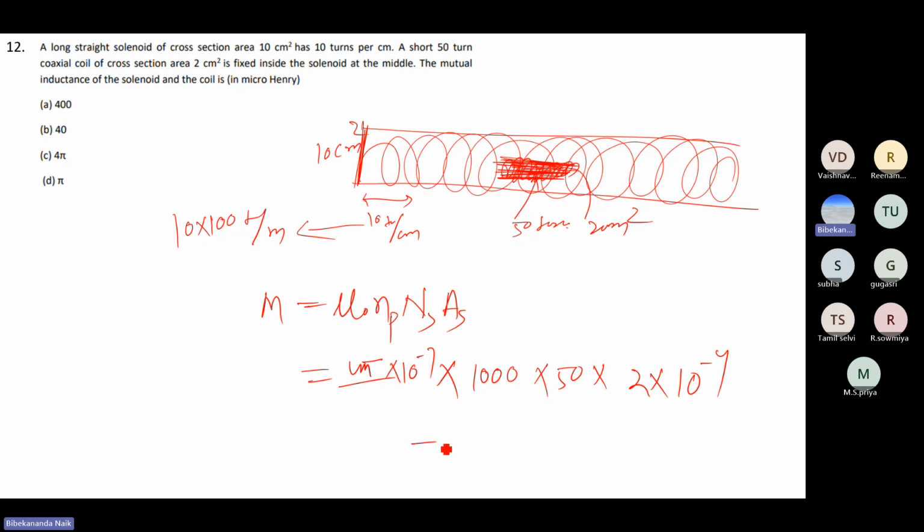So if you calculate, the options are given in microhenry. So if you calculate, it is 10 to the power minus 7, 10 to the power minus 4, and 10 to the power 3. So minus 7 minus 4 is minus 11, plus 3 is minus 8. So 1 is here. So it will be 4 pi into 10 to the power minus 6 Henry. So 50 into 1000 into 2 is 10 to the power 5, and minus 7 minus 4 is minus 11, minus 11 plus 5 is minus 6. So 4 pi into 10 to the power minus 6 Henry, or 4 pi microhenry.